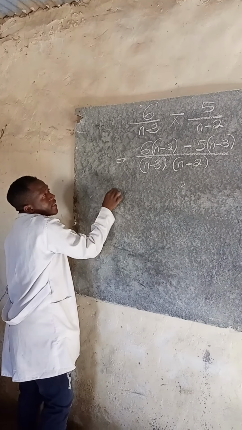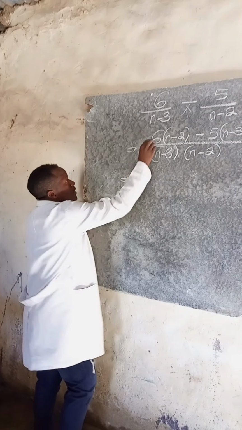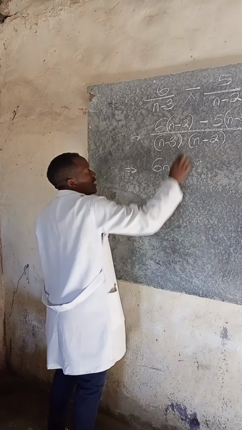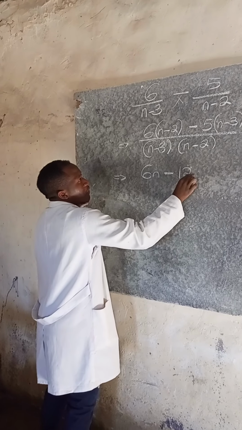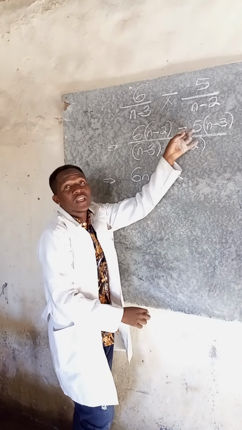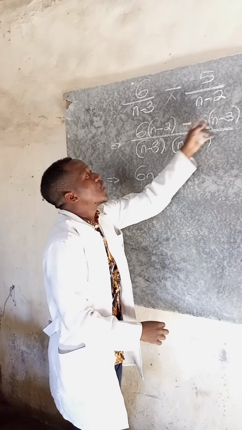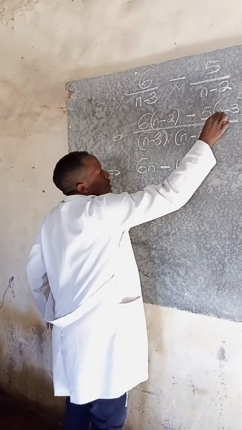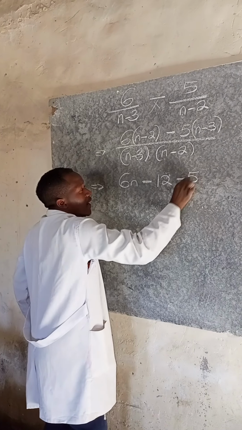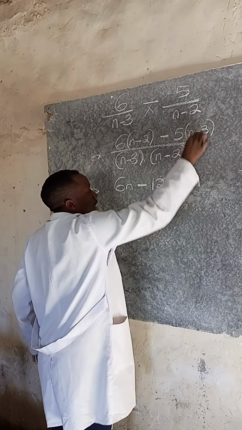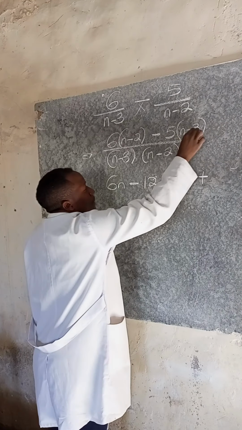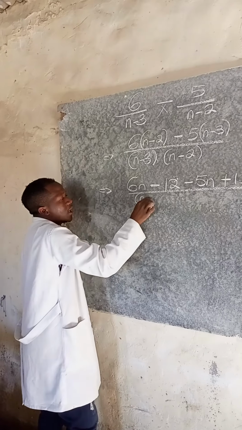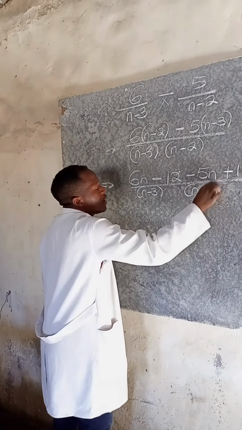Then, on the second stage, we are going to expand. 6 multiplied by n is 6n, minus 6 multiplied by 2, which is 12. But you have to be extra careful because there's a negative here. Had it been positives all through, there would have been nothing to worry about. So minus 5 times n is negative 5n. Negative times negative is positive, 5 multiplied by 3 gives 15. Then we bring down n minus 3, then n minus 2.